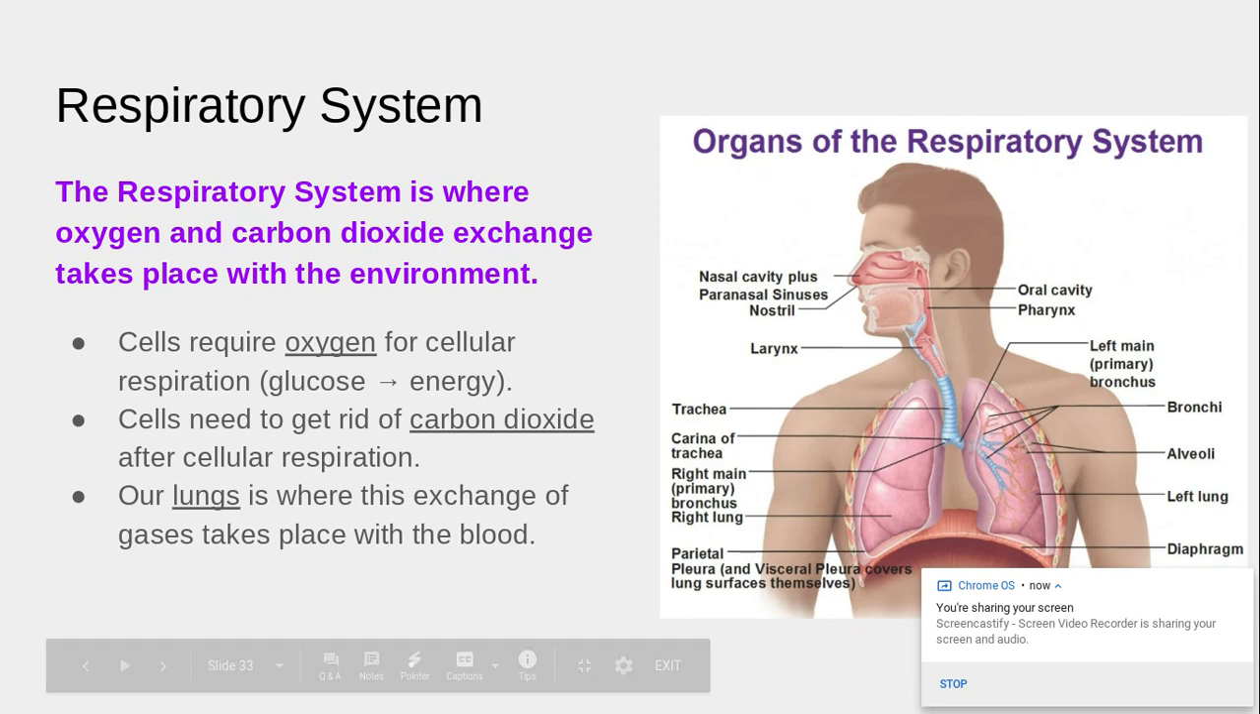That is the primary purpose of our respiratory system. It's where oxygen and carbon dioxide exchange takes place with the atmosphere, with the environment around us. As we learned earlier this year, oxygen is required for cellular respiration. That's where we get energy molecules out of glucose, the food that we eat. And of course, that produces carbon dioxide as a waste product, and we need to get rid of that. The respiratory system is how we take care of both of those exchanges, and our lungs are the organ where this exchange of gases takes place.